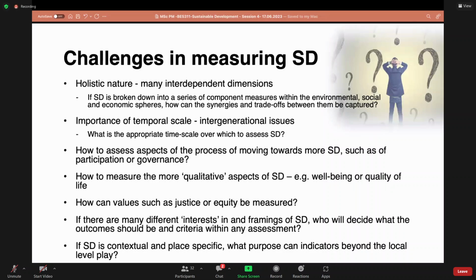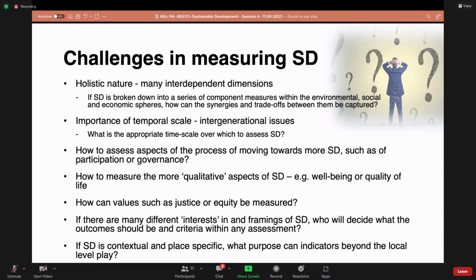So this is the actual challenge that we have when it comes to measuring how we are doing in terms of sustainable development. So one key challenge is that sustainability is a holistic concept. So there are many interdependent dimensions. Something that we do to address a social aspect might have environmental impacts. Something that we do to enhance our economic aspect will have social and environmental impacts. So things are interconnected.